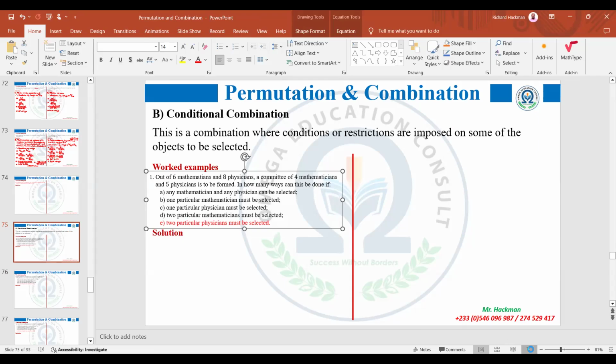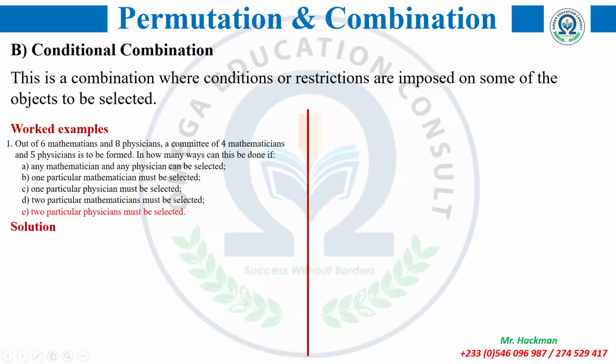Out of 6 mathematicians and 8 physicians, a committee of 4 mathematicians and 5 physicians is to be formed. In how many ways can this be done if A, any mathematician and any physician can be selected? So A is obviously telling us that there is no restriction. Do you agree? You agree.